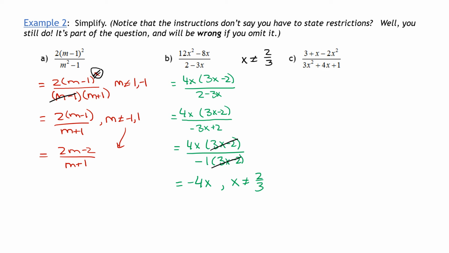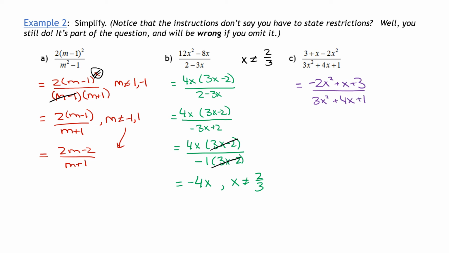Last one, well, for example 2. We've got a trinomial over a trinomial, but that last one's kind of out of order, so I'm going to start by rearranging that numerator because we have to have the descending powers in order to do our factoring. And the denominator, I'll just rewrite that: 3x squared plus 4x plus 1.